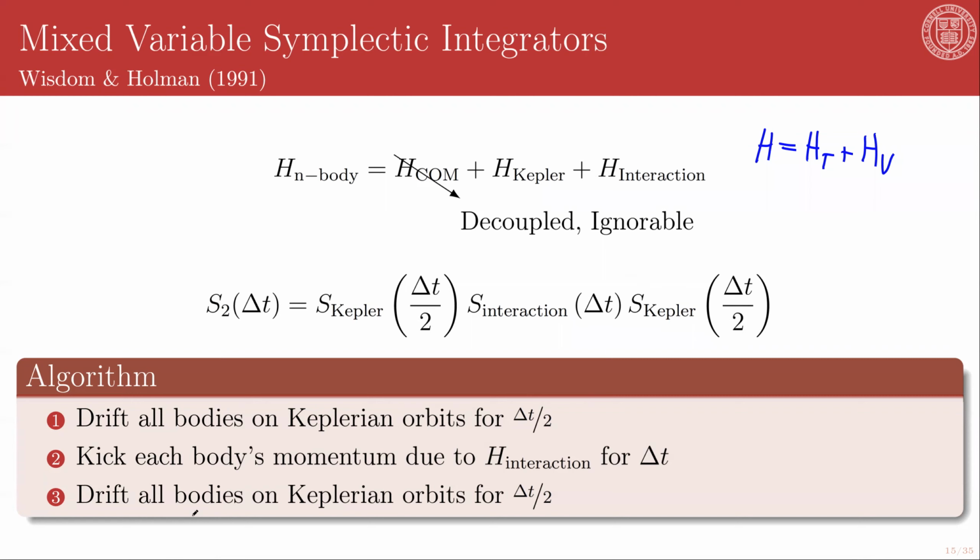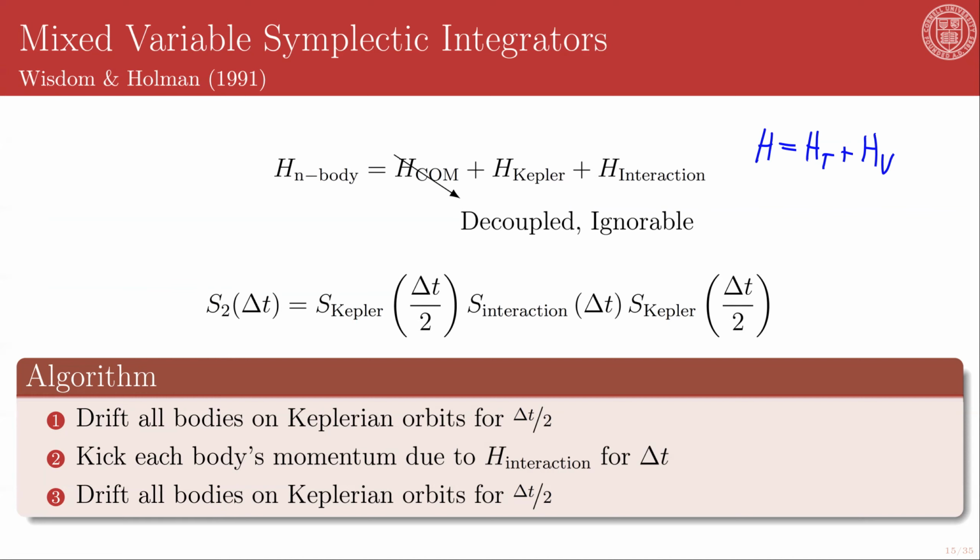And then you proceed to drift all the bodies in their Keplerian orbits with their modified momenta for another delta t over 2. You can equivalently reverse this ordering and do half kicks and full drifts in the middle. The result is the same. You have a second order symplectic map. This is known as mixed variable symplectic integration and was first introduced in this 1991 paper by Wisdom and Holman.